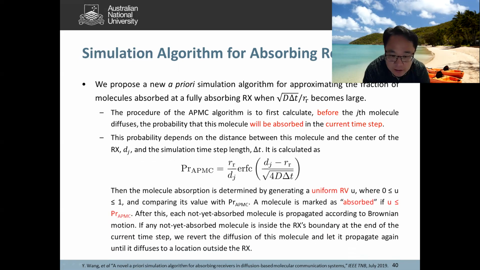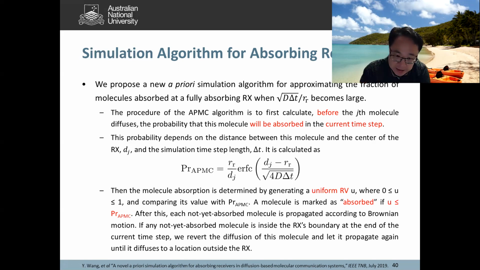Then we decide the molecule absorption by generating a uniform random variable, and we compare it with this calculated probability. If this random variable is smaller than the probability, the molecule is marked as absorbed. After this, each not yet absorbed molecule is propagated according to Brownian motion. If any not yet absorbed molecule is inside the receiver's boundary at the end of the current step, we revert the diffusion of this molecule and let it propagate until it diffuses to a location outside the receiver. So this is the procedure of our proposed algorithm.